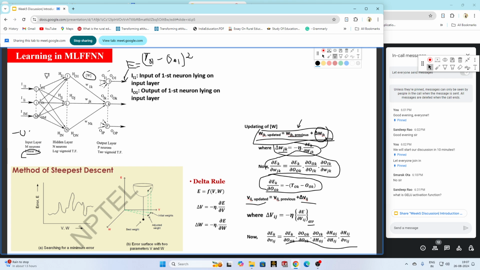Similarly, in the case of V, we cannot go from E to V directly. We have to go from E to O1, then O1 to OI1, then OI1 to H, from H to HO1, to HI1, and from HI1 to V. So that is the only thing. By that we will calculate our del E by del Vj as well as del E by del Wj. This is the only trick.